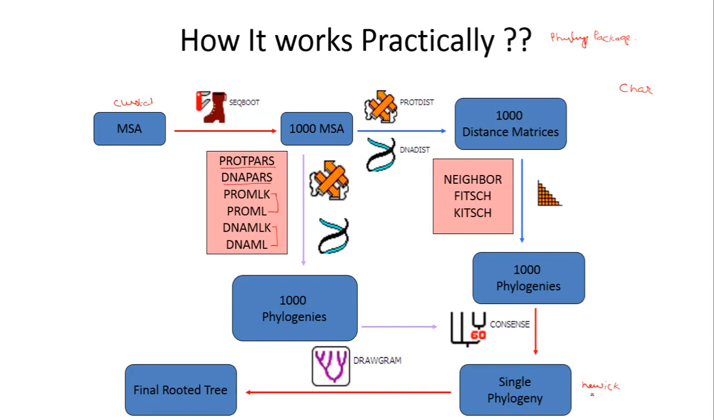in Newick format. Again, you can use programs like drawgram, or there is another program called drawtree that can be implemented to generate an unrooted tree. This drawgram is used to generate a rooted tree. Okay, so this is how it practically works when you use programs like Phylip.